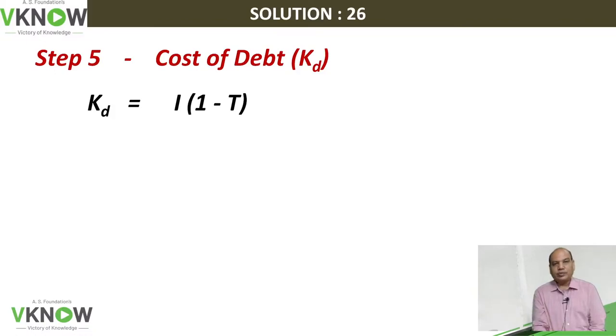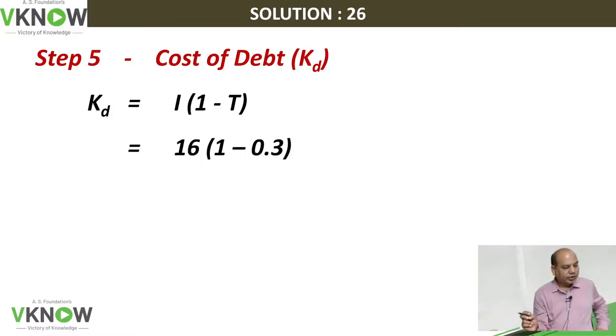Next point, cost of debt. As per CAPM, no, cost of debt is the normal formula: I into 1 minus T, interest net of tax. Interest rate is 16%, taken from ICICI Bank at 16%. Tax rate of this company is 30%.